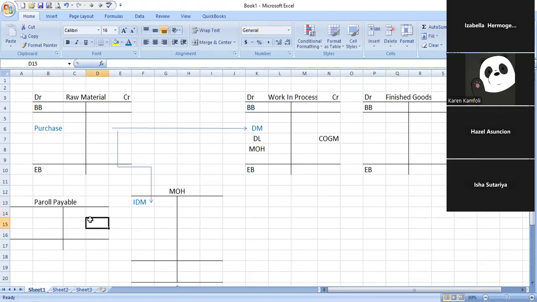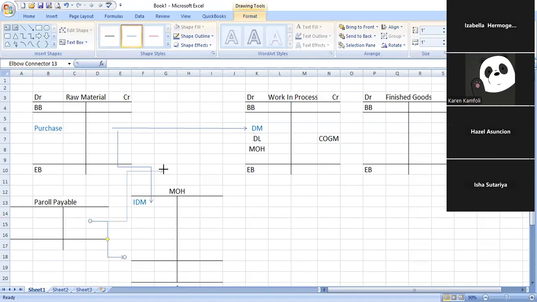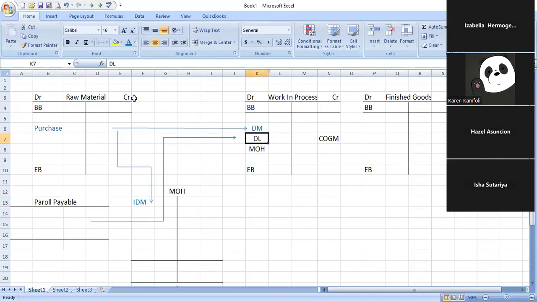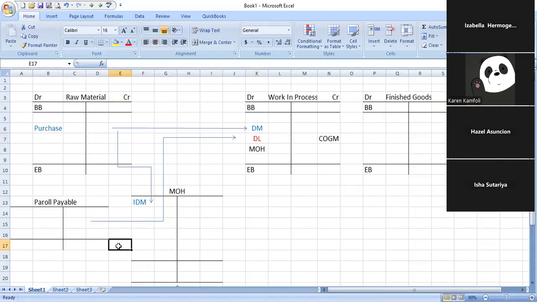account. From the payroll payable account, what are we going to get? We're going to get our direct labor. Once the people start working on our cake, we're going to get our direct labor. And also we're going to get our indirect labor. So direct labor, let's put a different color here. Let's put it in the red color.